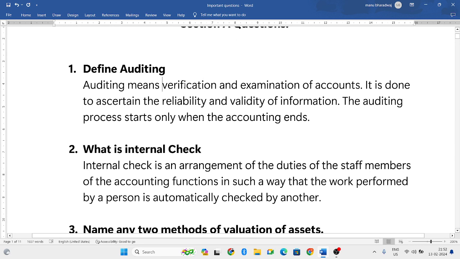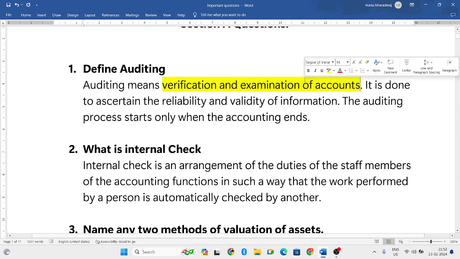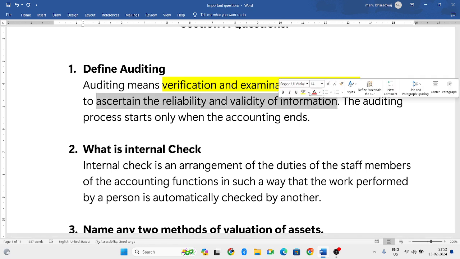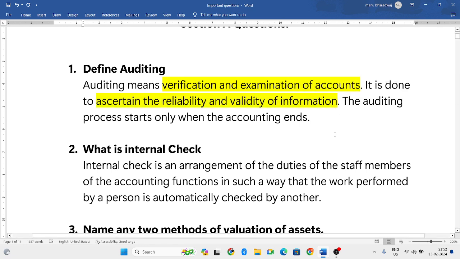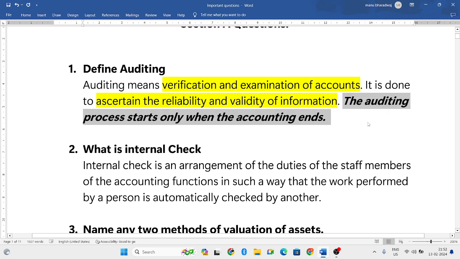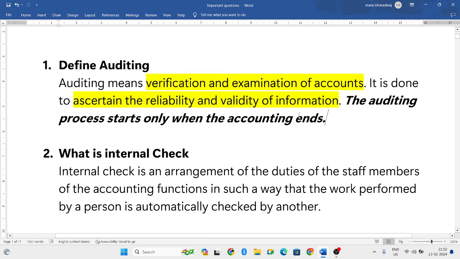So what is auditing? Auditing is verification and examination of accounts. Whatever the books of accounts maintained by the organization, verifying and examining that is auditing, and it is done to ascertain the reliability and validity of information, whether whatever information projected in the financial statements is valid, whether it is fair and true. That will be ascertained in the auditing. And a very important point is that the auditing starts once accounting ends. When the accounting procedure ends, only then the auditing process starts.